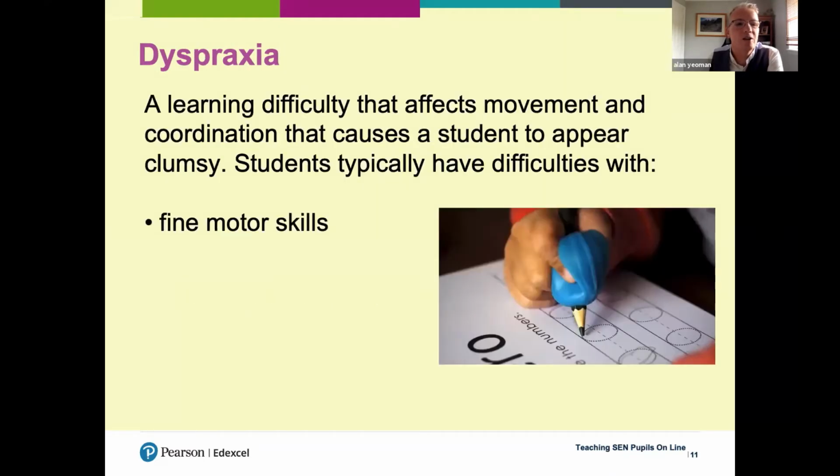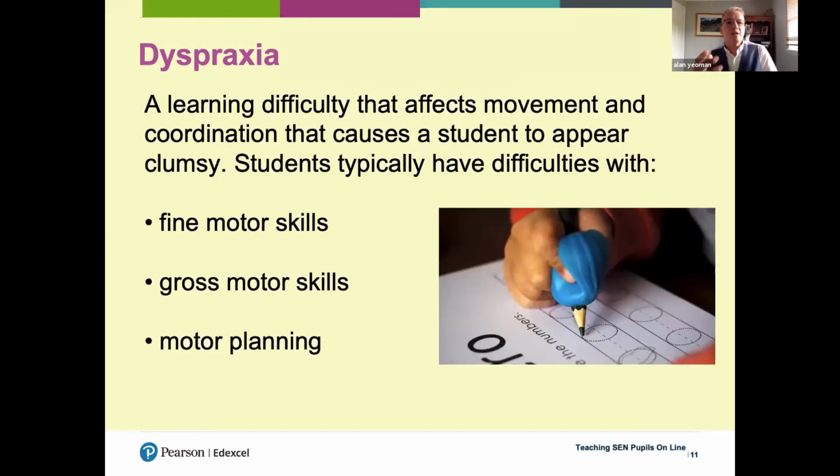Dyspraxia is that child who has not got those fine or gross motor skills. I'm a primary school teacher, and I spend hours teaching children, this is how I want you to hold your pencil. Your 2 fingers and your thumb, and we're going to hold it there. And we're going to start our writing. And I'm sure we've all been there. And as I'm doing that lesson, 60, 70, 80% of my class are making a good attempt at that.